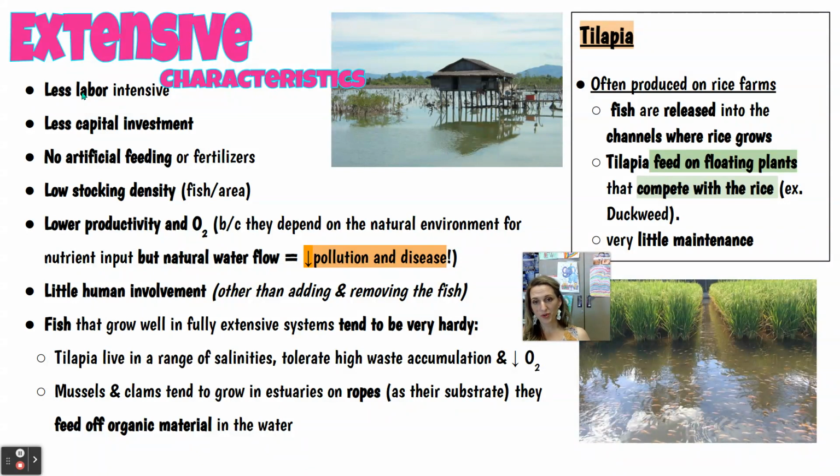Mussels and clams tend to grow really well in estuaries on ropes. That will be their substrate because they do need a substrate to attach to, and they'll feed off organic material that's floating in the water.